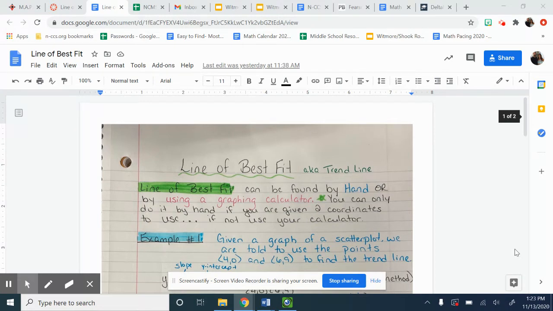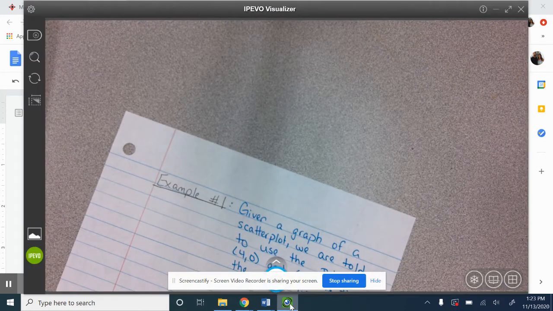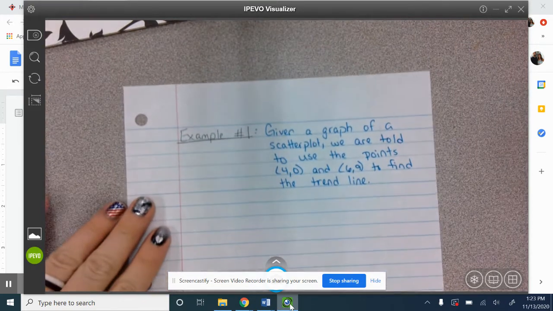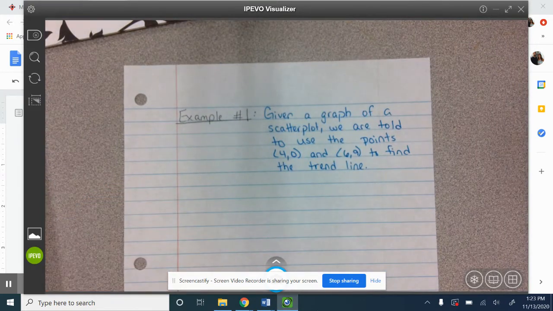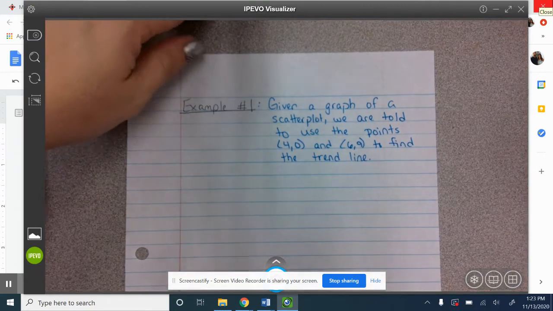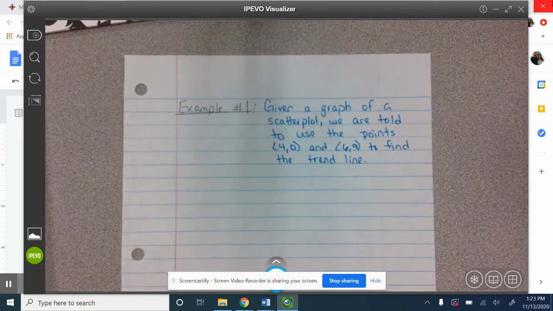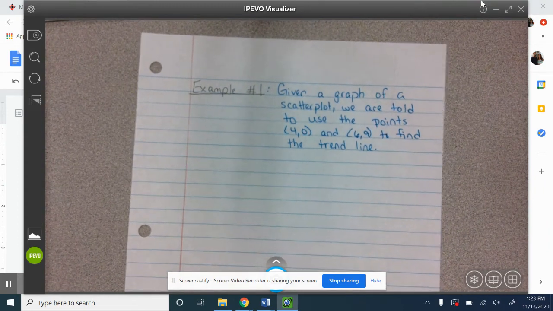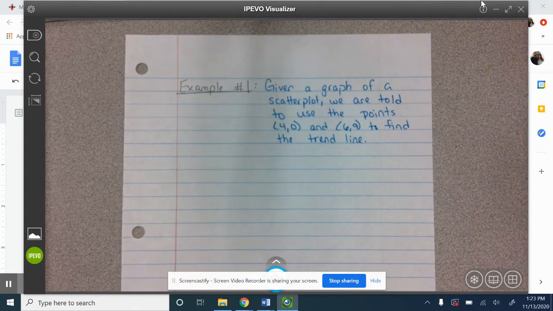We can do this by hand and we can do this by the calculator. So I'm going to walk you through an example of how we will do each of these. Our first example says, given a graph of a scatter plot, we are told to use the points 4, 0, and 6, 9 to find the trend line. Now, a trend line is just another word for line of best fit. You can hear it either way. They may be used interchangeably.